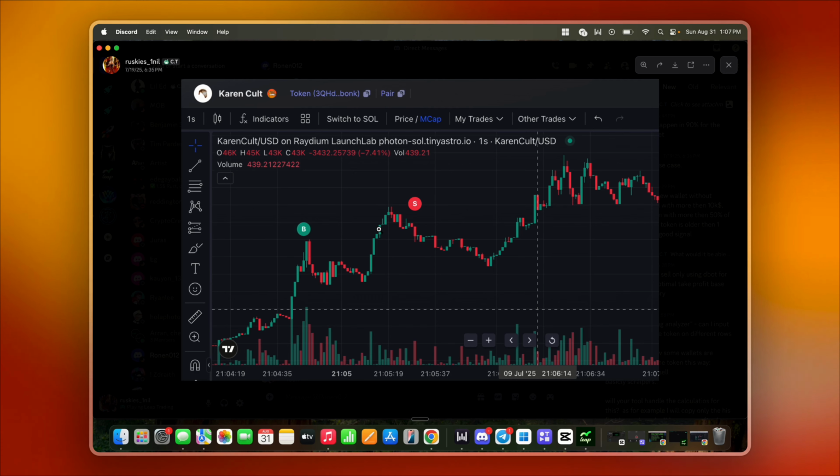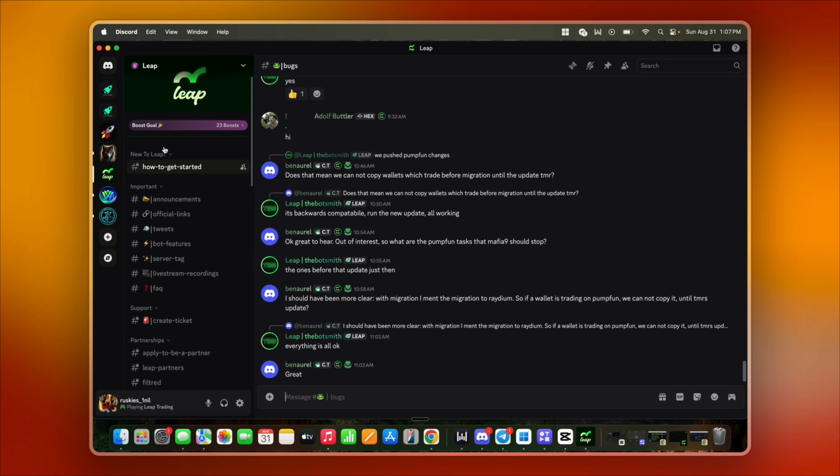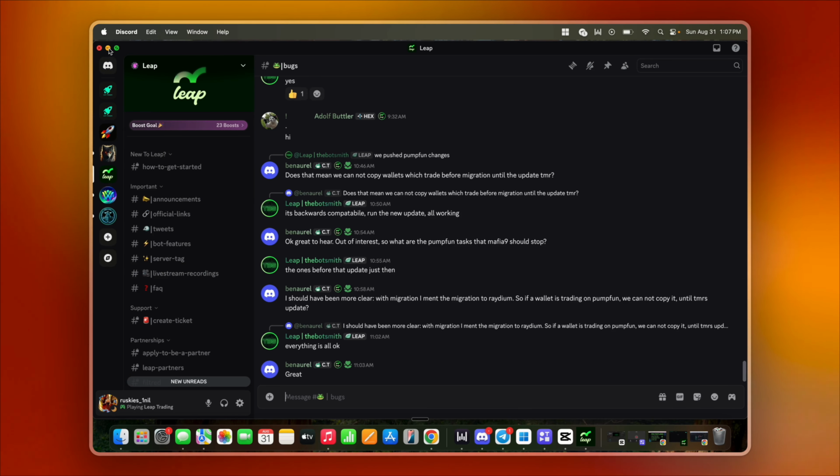This led me down the path to trying to create my own copy trading bot that would buy the dip, talking to many developers, and finally one of them told me about Leap Trading Bot, a bot that had this technology already. I immediately got in contact with the dev. I spoke to them, I tried it out, and it was great, but it didn't have all the features that I wanted. So we worked together to make it even better.